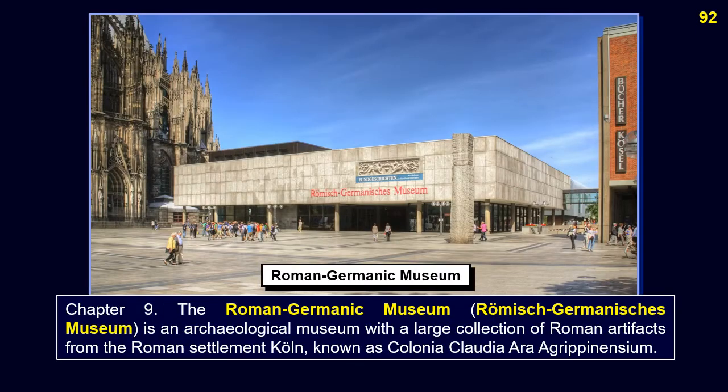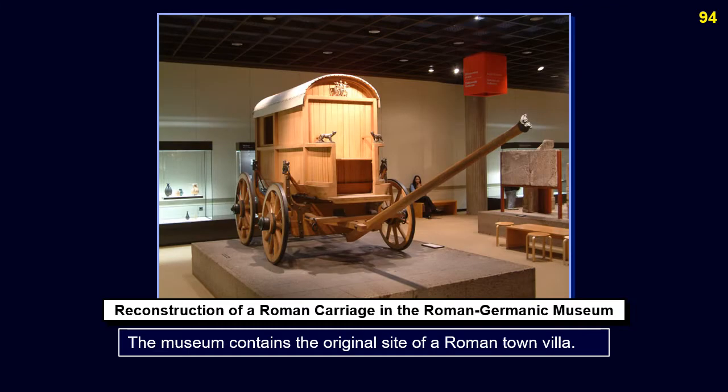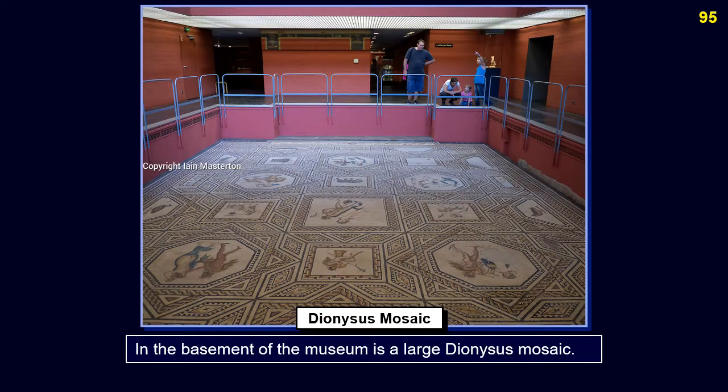The Roman-Germanic Museum, Römisch-Germanisches Museum, is an archaeological museum with a large collection of Roman artifacts from the Roman settlement Köln, known as Colonia Claudia Ara Agrippinensium. The Roman-Germanic Museum is located right next to the cathedral. The museum contains the original site of a Roman town villa. In the basement of the museum is a large Dionysus mosaic.